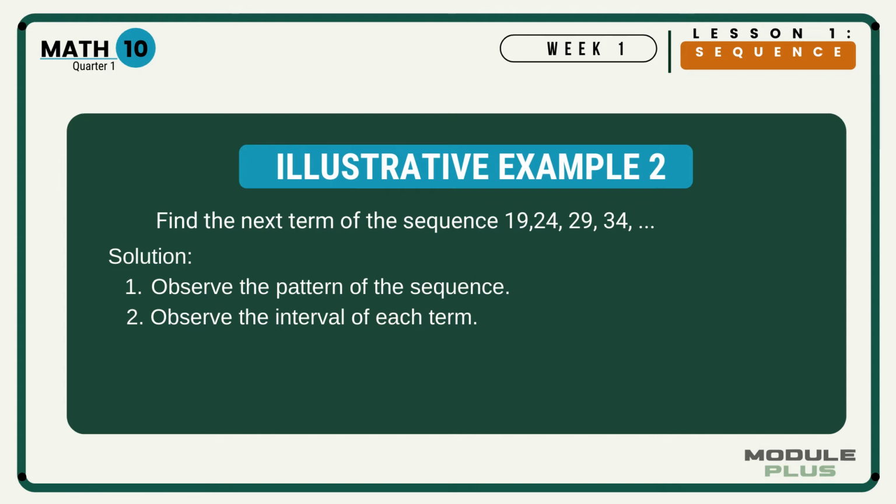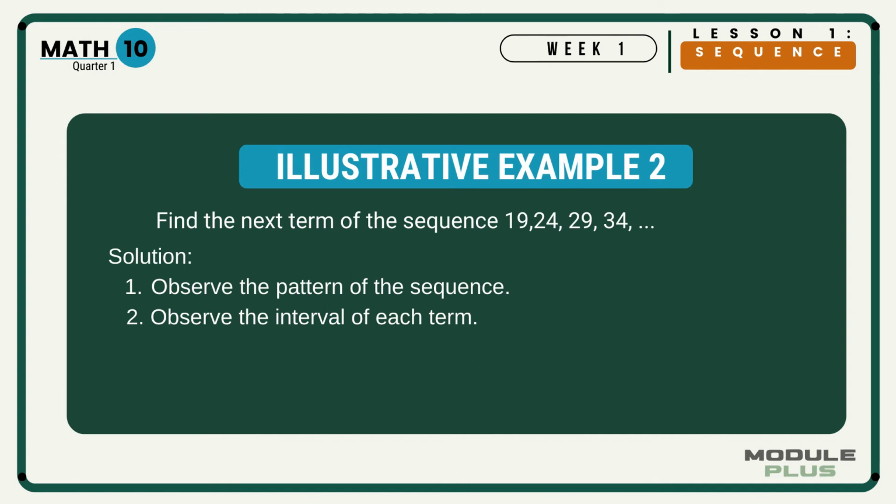There are odd numbers and even numbers. The numbers end with either 9 or 4. Second, you must observe the interval of each term. From 19 to 24, how much is the interval? 5. From 24 to 29, how much is the interval? 5 also.